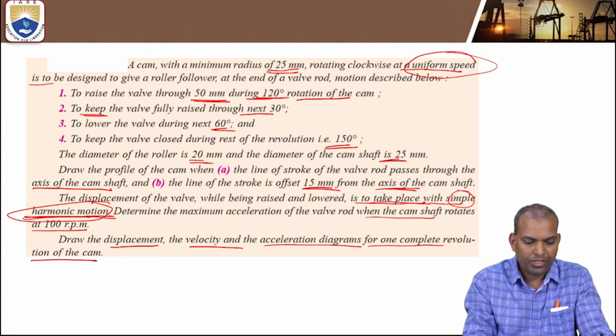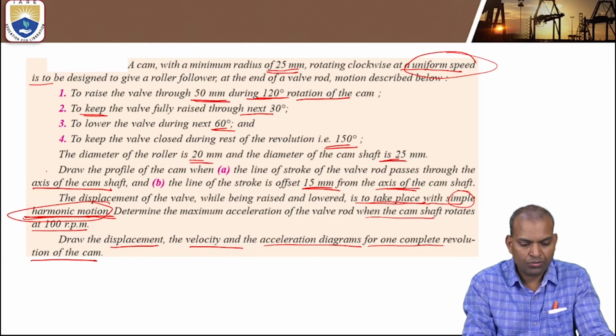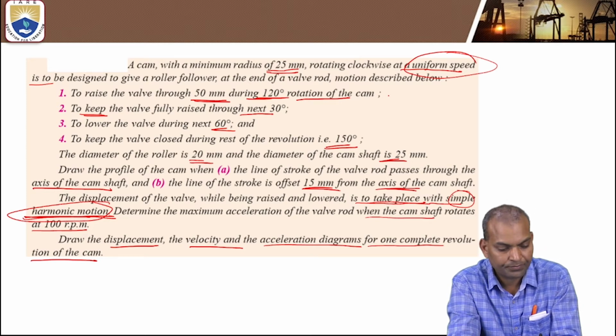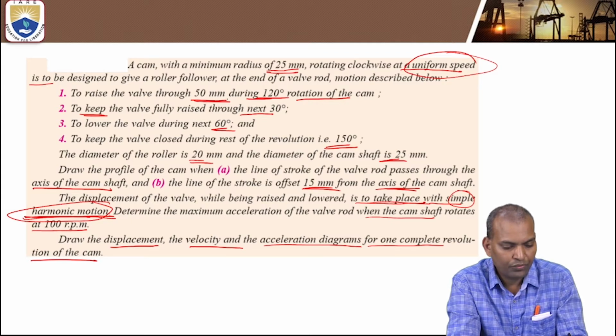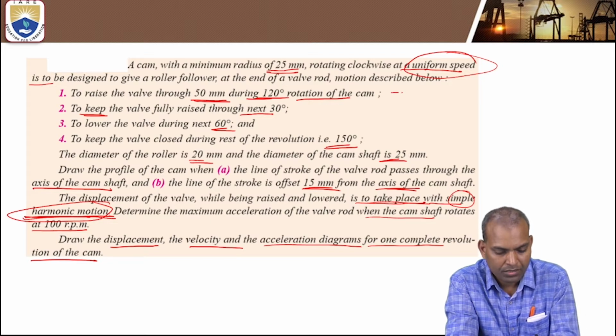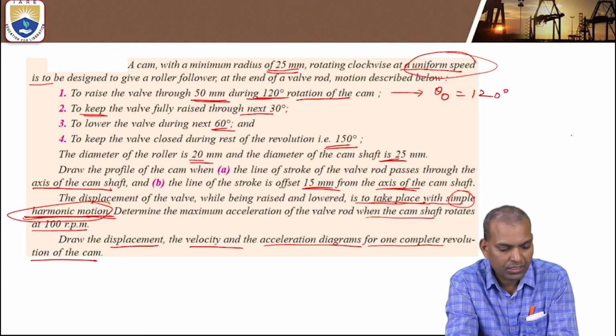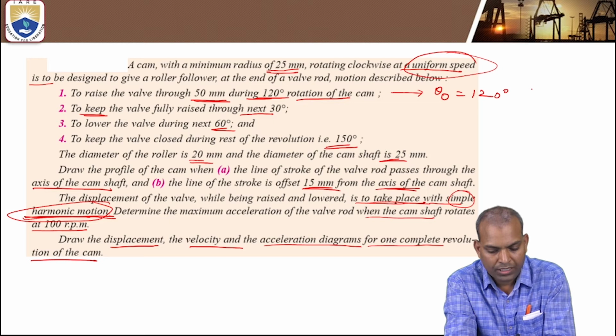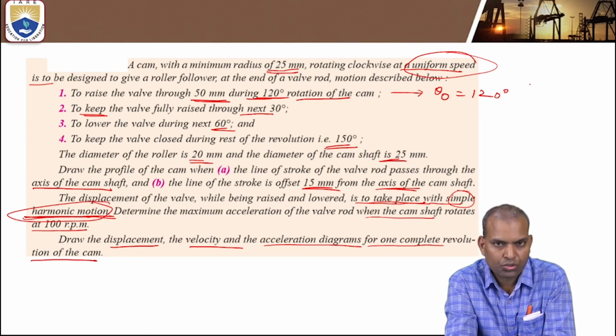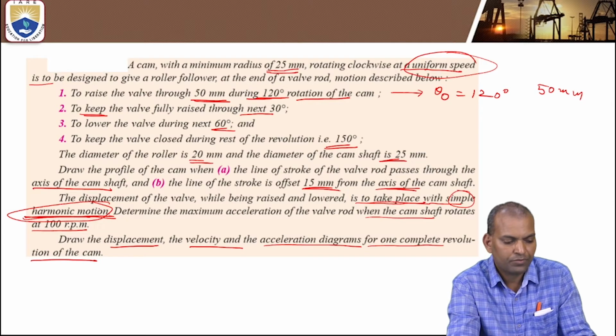Okay. First of all, we have to use the term 'to raise'. This is the minimum radius of the cam, 25 millimeters. To raise the valve through 50 millimeters during 120 degrees of rotation of the cam. That is the meaning. This is the data related to outstroke. Theta outstroke equals 120 degrees. What is the stroke of the follower? The stroke or lift of the follower is 50 millimeters. That is from sentence 1.